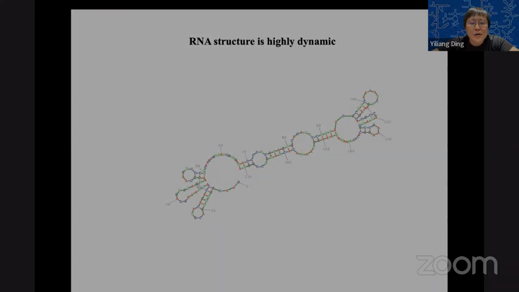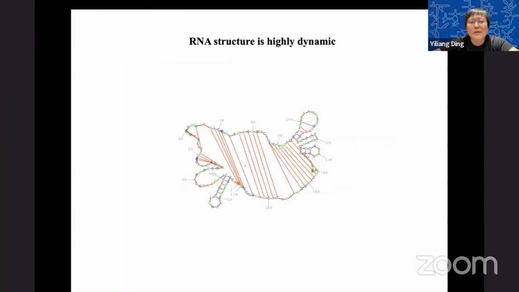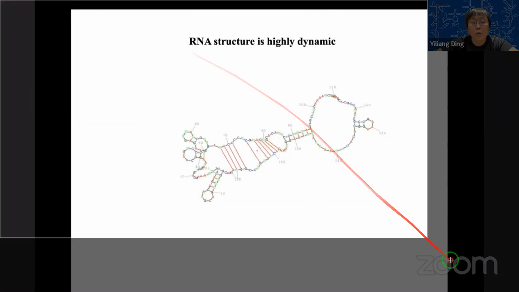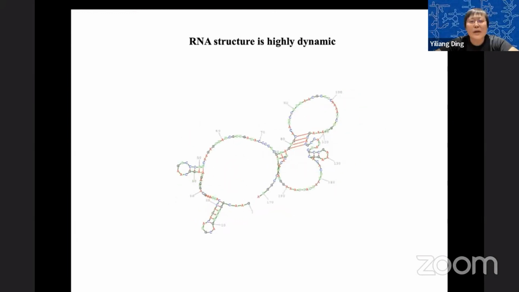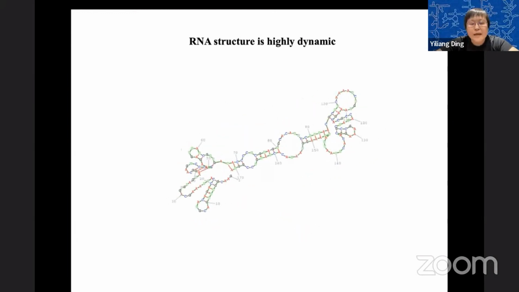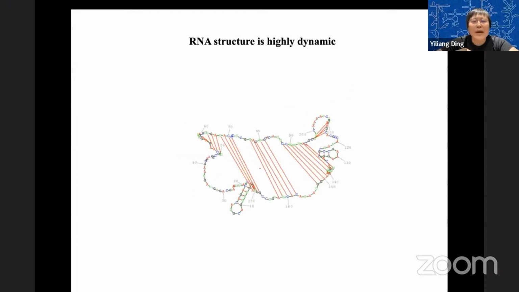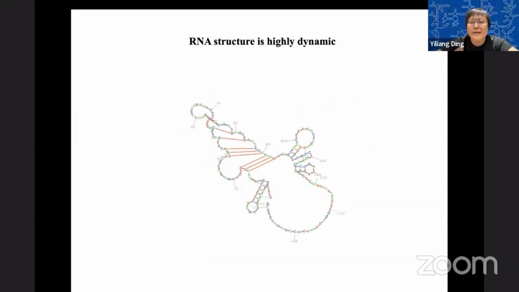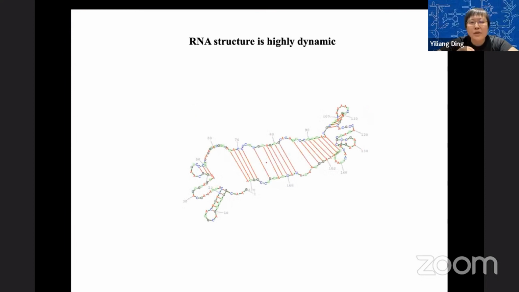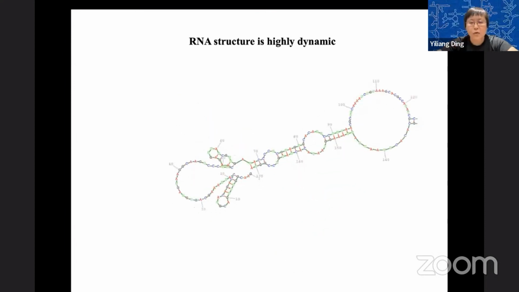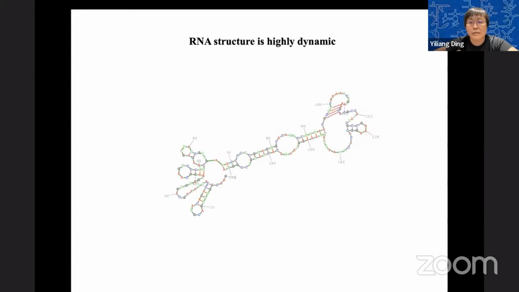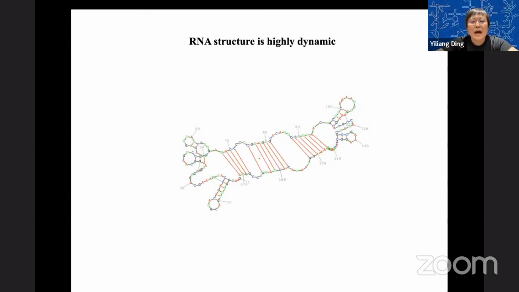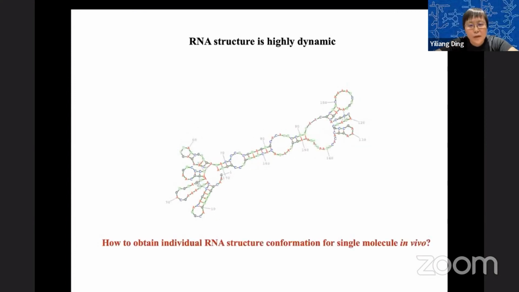We know that RNA structure is highly dynamic. This is an in silico prediction of RNA structure conformations for one single RNA sequence. You can see it can form different RNA structure conformations. Previously, when I talked about our in vivo RNA structure profiling method, it was based on Illumina sequencing, which means we can only get structure information for the average ensemble structure conformation. For an individual gene, we couldn't get individual molecular structure information. So can we push to get individual RNA structure conformations for single molecules in living cells?